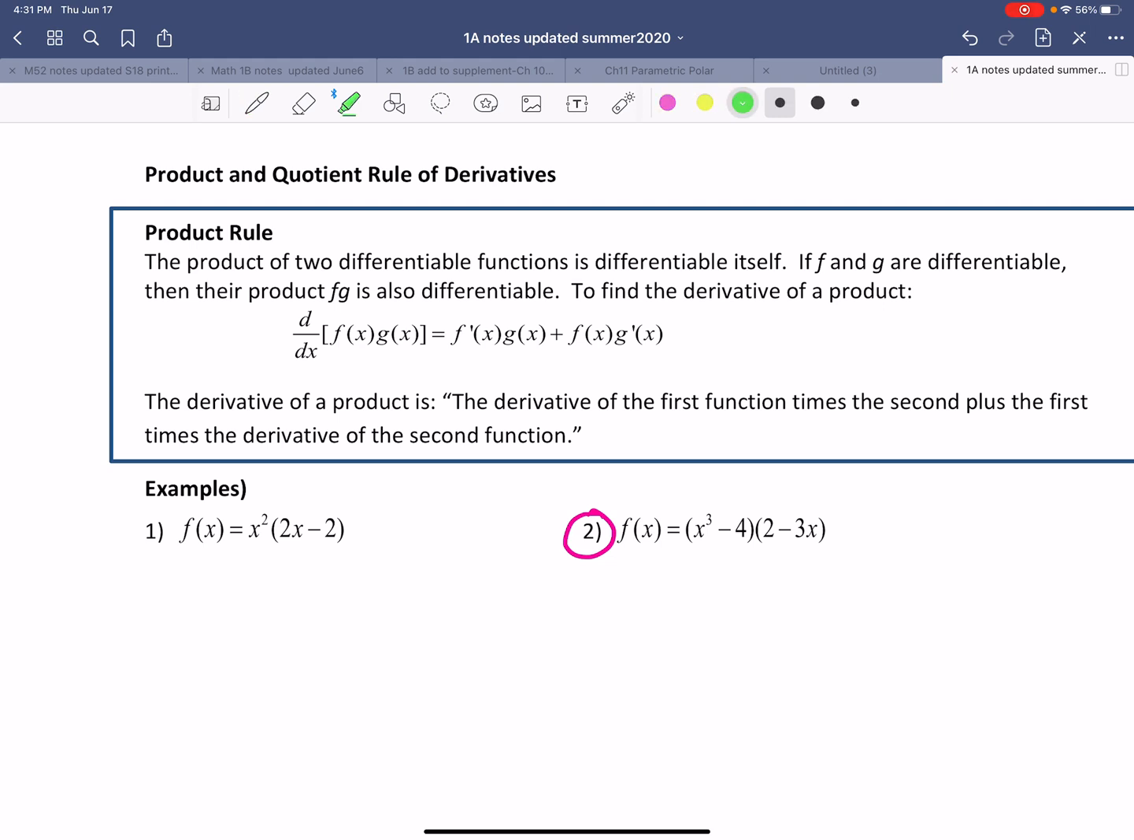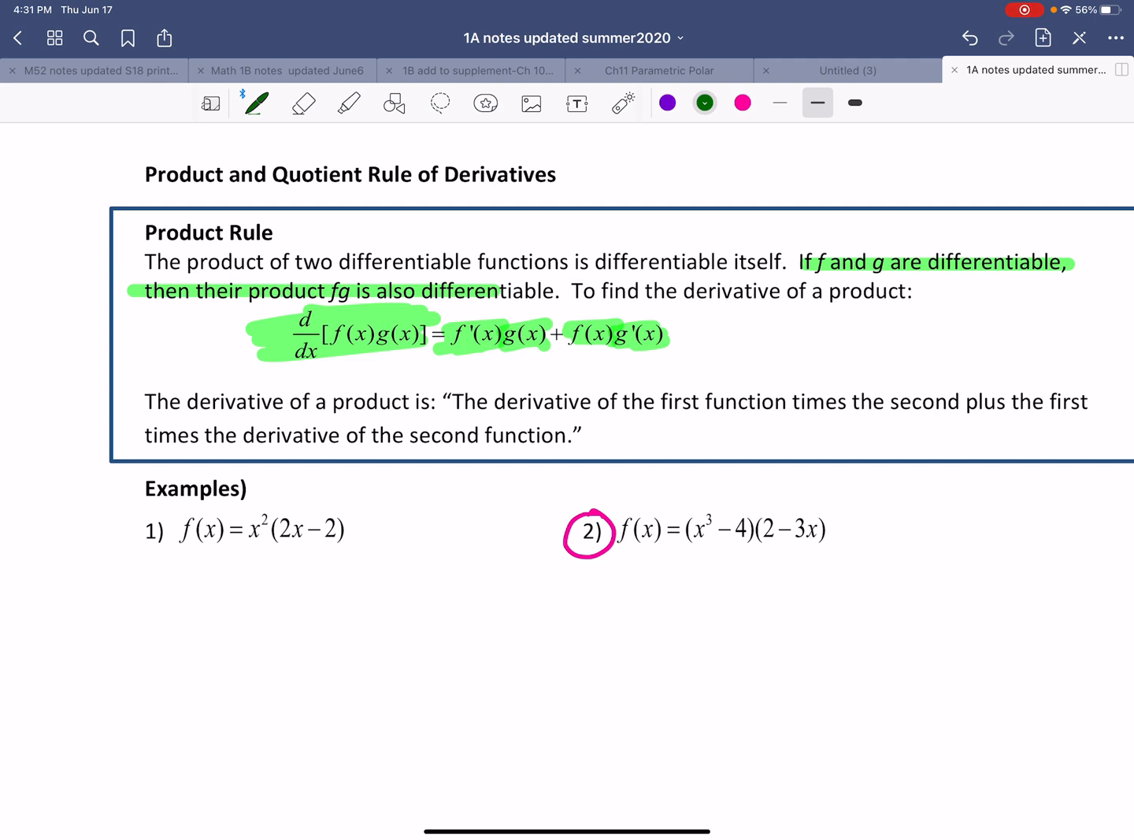So here's the product rule of derivatives. Derivative of f of x times g of x is equal to f prime x times g of x plus f of x times g prime of x. So if f and g are differentiable functions, then their product is also differentiable. And if you're looking for the derivative of the product, then we would do first function times derivative of second plus second function times derivative of first.